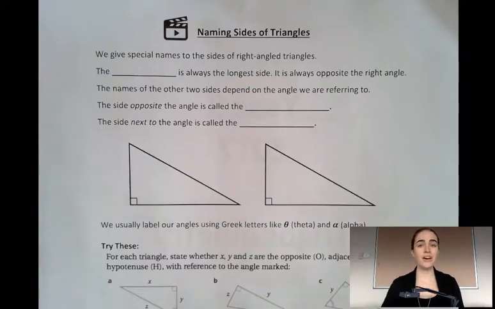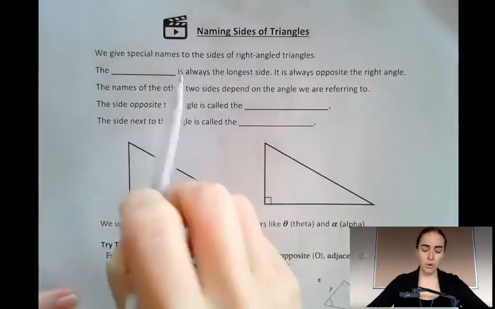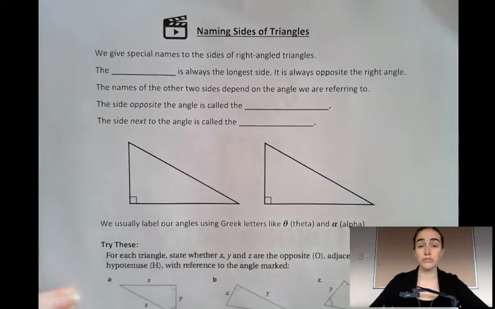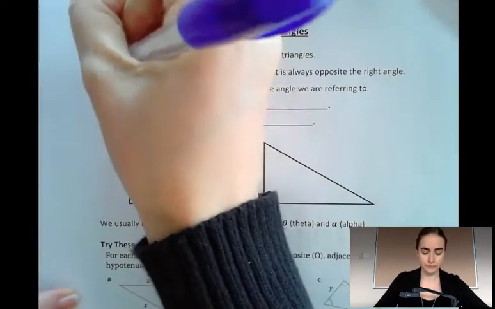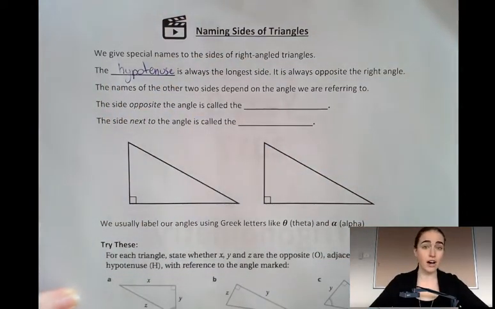In this video, I want to have a look at naming the sides of triangles. So we give special names to the sides of right-angled triangles. The hypotenuse is always the longest side, and that's a word that we've learned from when we were using Pythagoras' theorem. So the longest side is always the hypotenuse.